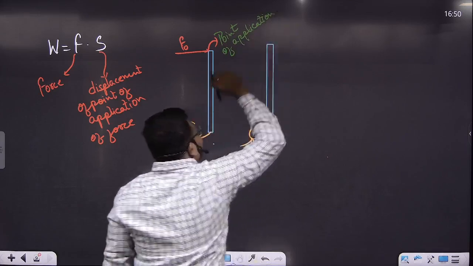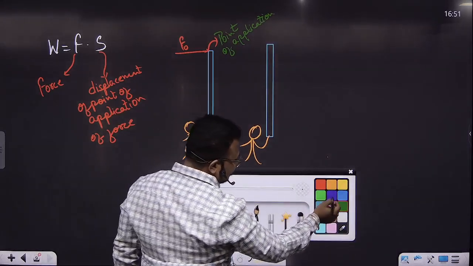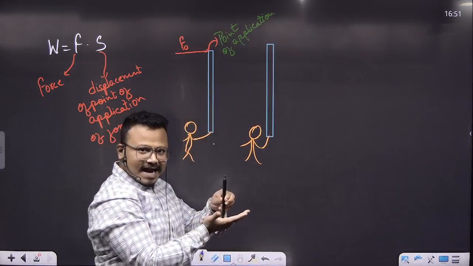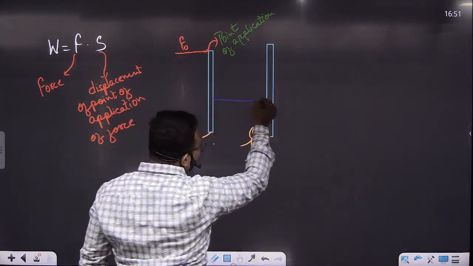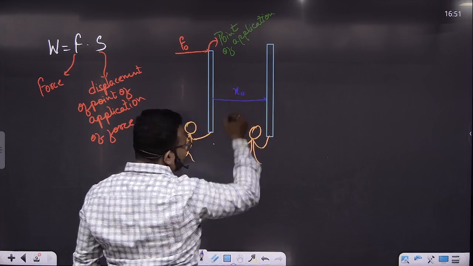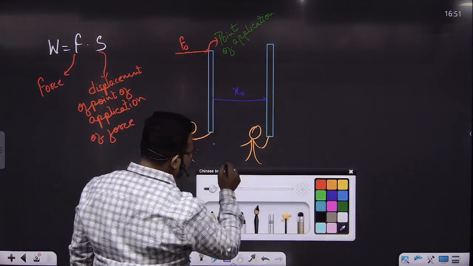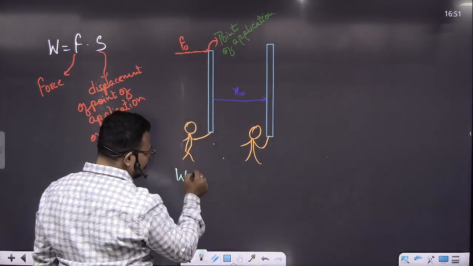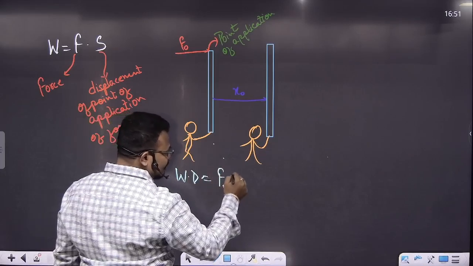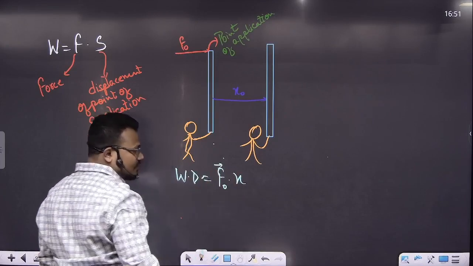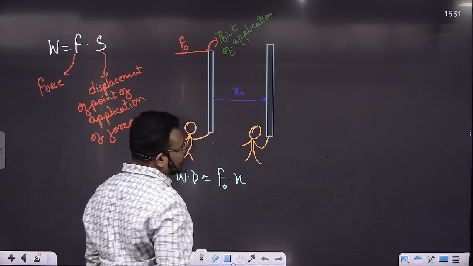Point of application, right? Consider that I am holding the rod like this and moving, so I have moved from here to here, x naught. So the work done we will say is equal to F naught x. Work done is equal to F naught x.